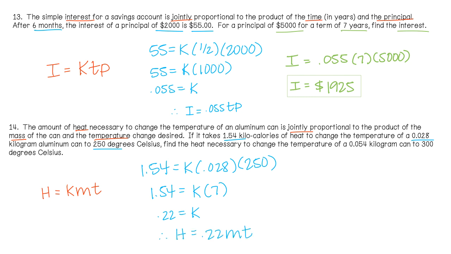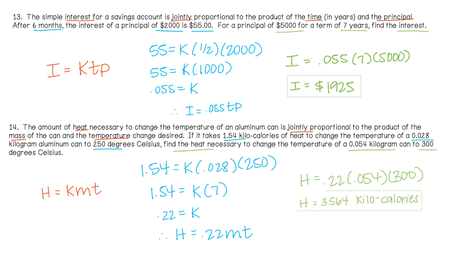Let's go ahead and rewrite that formula. And now we can answer the question. What is the heat if we plug in 0.054 and 300 degrees Celsius? We'll multiply that out and we get 3.564 kilocalories of heat.